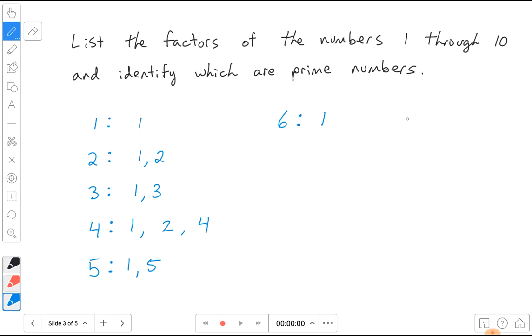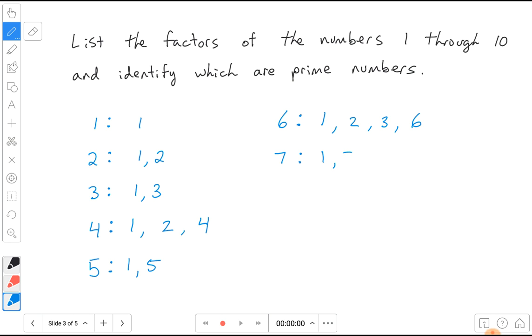6, there will be a few. We can multiply 1 by 6, and we can also multiply 2 by 3 to get 6. So there's 4 factors here, and 6 is not a prime number. And as we said before, 2 is the only even prime number. So you can pretty much go ahead and eliminate all other even numbers from being prime, because you'll be able to divide them by 2.